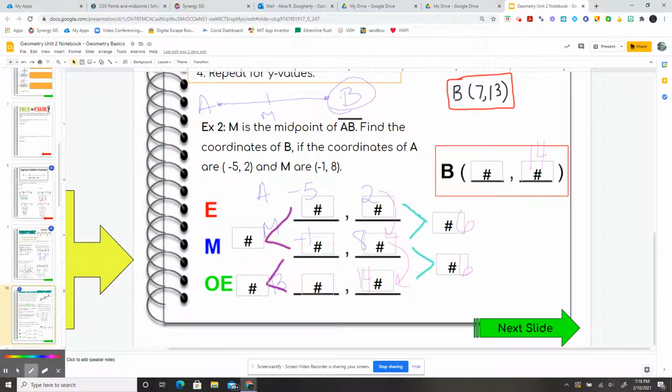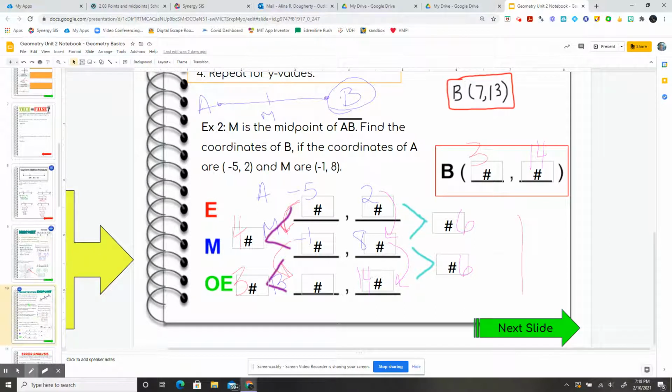Over here on the other side, if I go from -5 to -1, that is adding 4. So if I add 4 again on this side, I'm going to get 3.